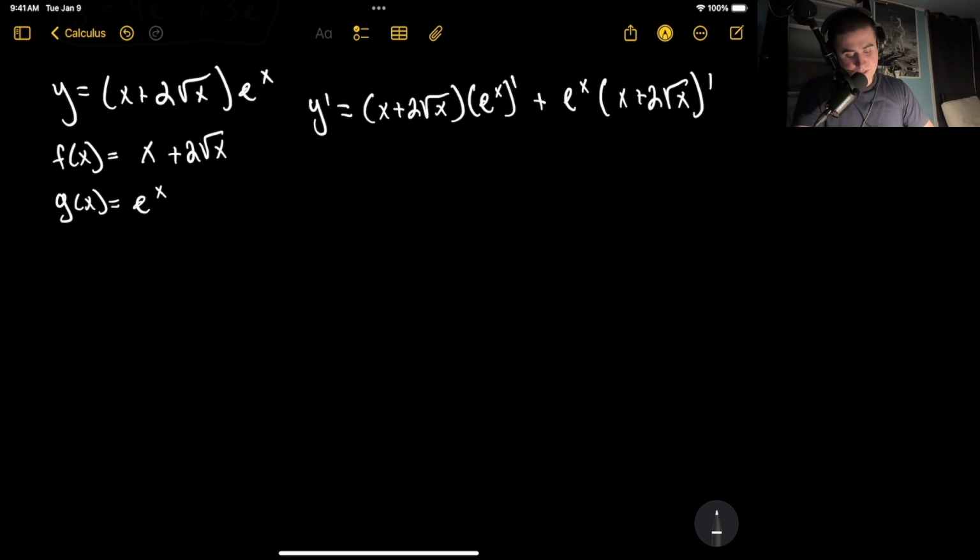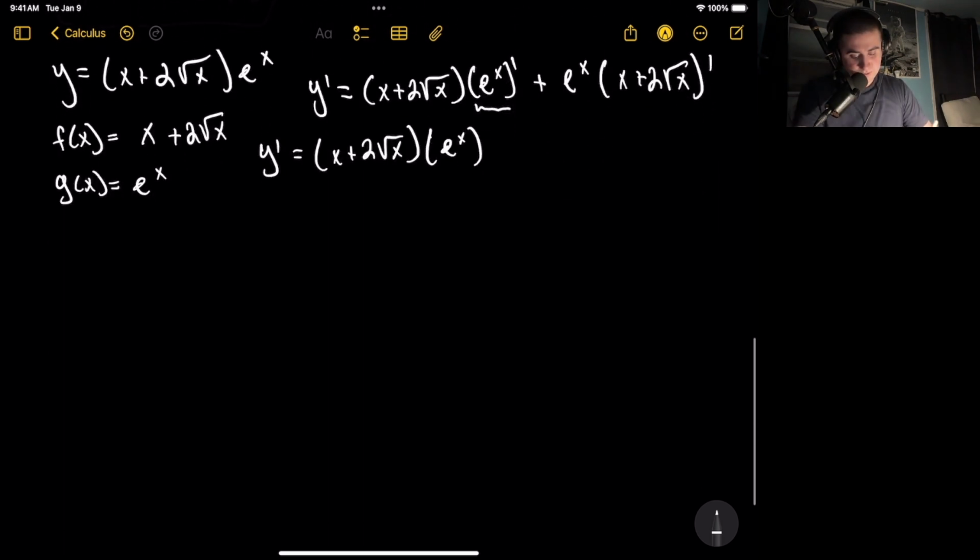All right, now we just have to simplify and take the derivative. We have just x plus 2 times the square root of x, and the derivative of e to the x here is just e to the x plus e to the x, nothing to do there. And we'll take the derivative of that parenthesis here on the right.